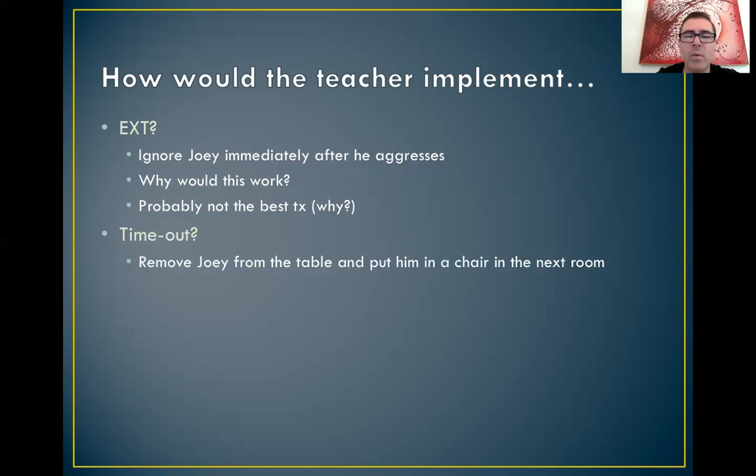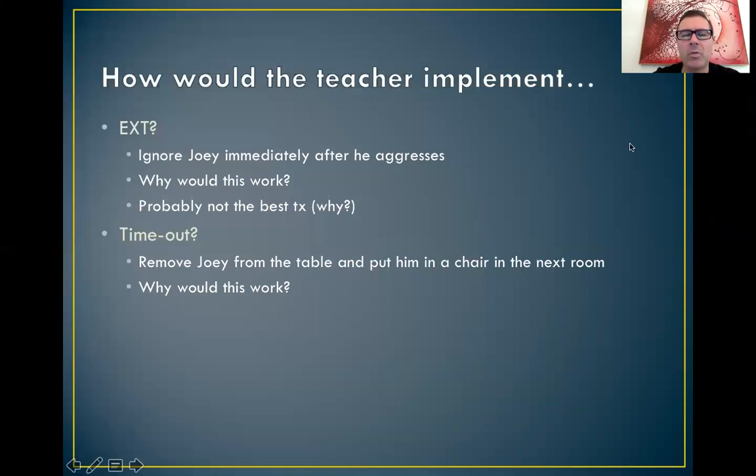How about timeout? Some of you already said that. You would then remove Joey from the table and maybe put him in a chair in a different room. So if he's in a different room, what kind of timeout is that? What is it called? Does anyone remember? If he's in a different room, type on your chat box. Exclusionary, correct. And if Joey's just put on a chair, but he can see all the other kids playing, what is that one called? Type on the chat box. Inclusionary, yeah. Or non-exclusionary. All of those terms would work.